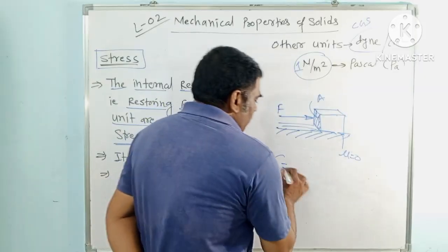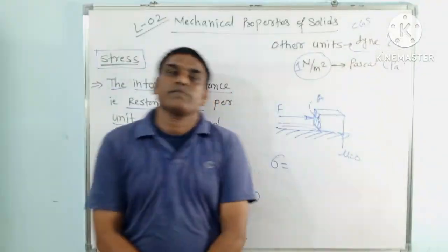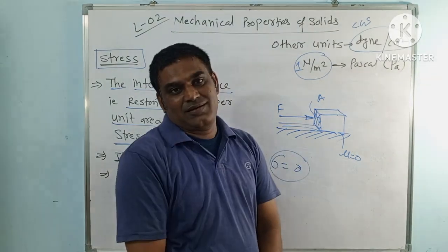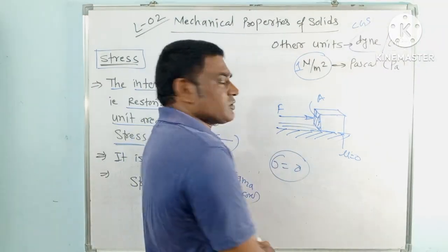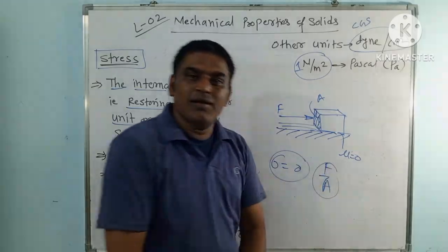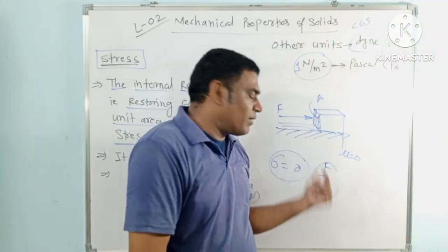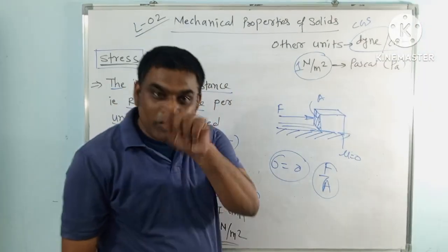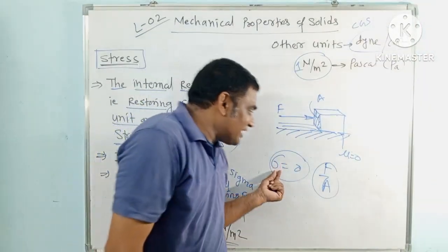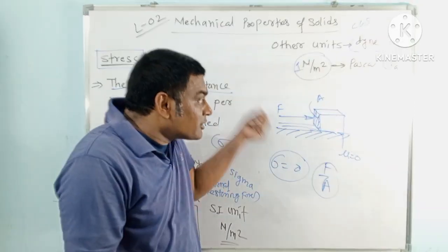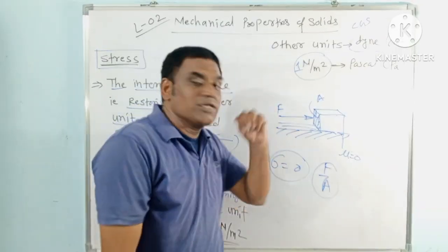Now, what is the value of stress here? Tell me. Zero. Stress will be zero. Why? Sir, there is a force, there is an area, so why not F by A? Stress is there and I am saying zero. Because stress is not external force by area. Stress is the internal force by area, and here there is no internal resistance.